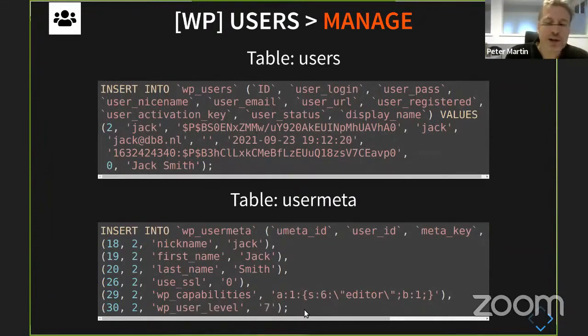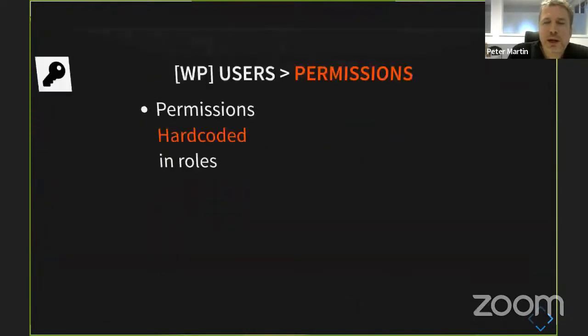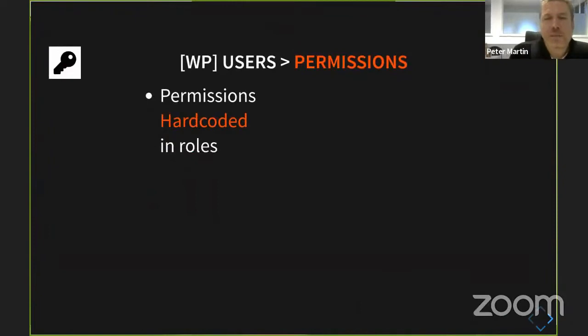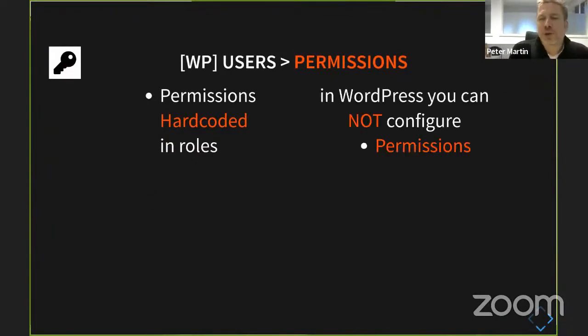So he's an editor. What I don't understand is why they also have the WP capabilities. It also says editor somewhere. I mean, if your user level is 7, why do it again in another place? But it probably has a reason, but I don't know that reason. So let's create permissions. Well, you can't, because the permissions are hard-coded in the roles. So you cannot configure permissions yourself. You just assign a role, and then the user can only do that.